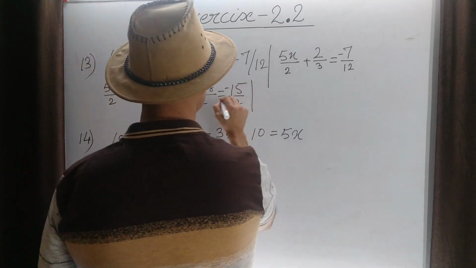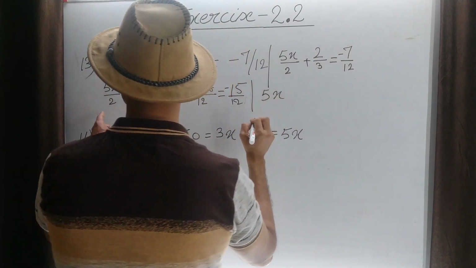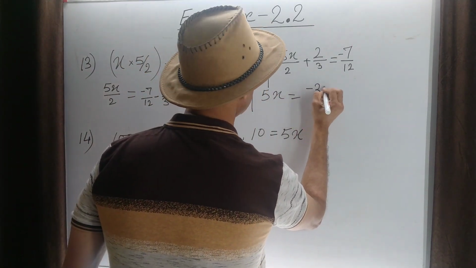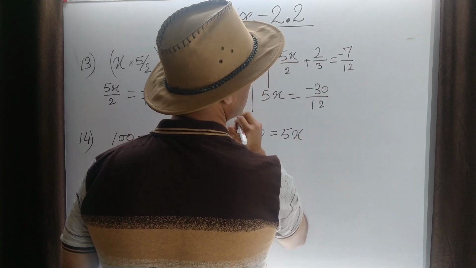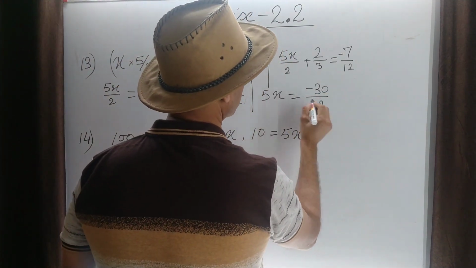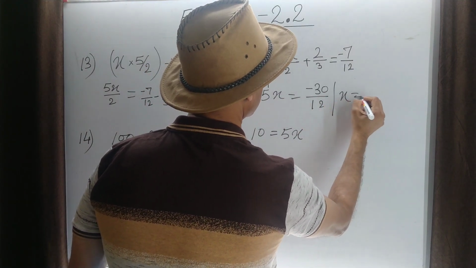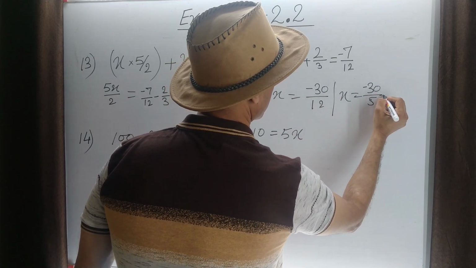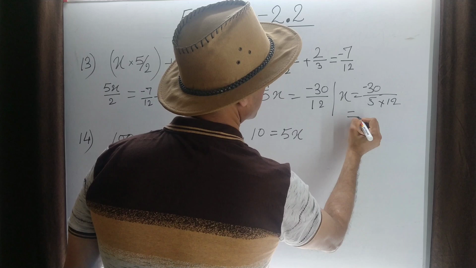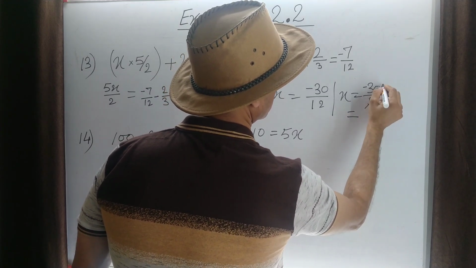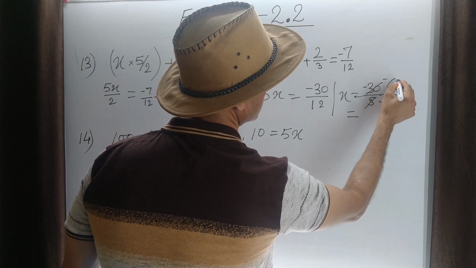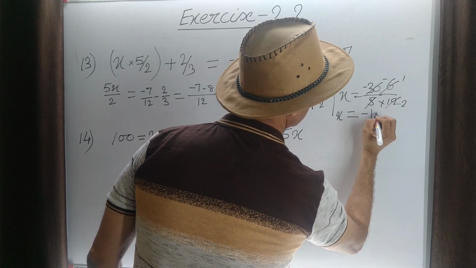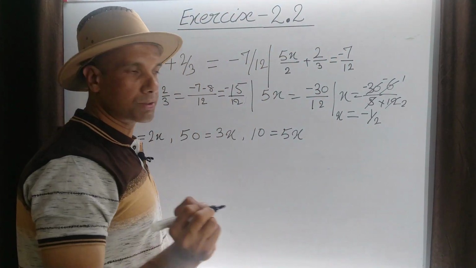Okay, so we get this equation as 5x is equal to minus 15 by 12 multiplied by 2, that is minus 30 by 12. Okay, so we get x is equal to minus 30 by 5 into 12 here. So 5 goes into 30, six times, minus 6, and here is 12, again 6 goes 1, here is 2. So x is equal to minus 1 by 2. Understood?